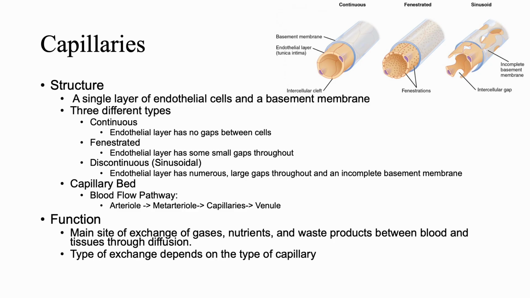Fenestrated capillaries contain small pores called fenestrations that allow for increased movement of substances. These are common in organs involved in absorption and filtration, such as the kidneys and intestines. Discontinuous or sinusoidal capillaries contain large gaps and incomplete basement membranes that allow large molecules and cells to pass through. These are found in the liver, spleen, and bone marrow.